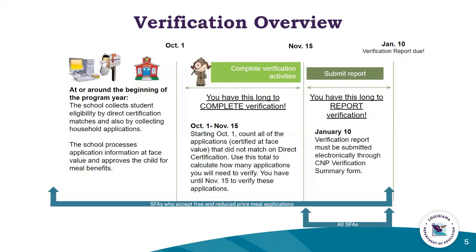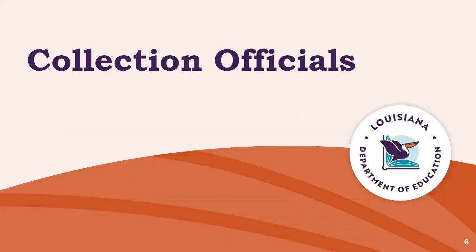November 15th through January 10th is a timeline to report the results of verification on that verification summary form on the CNP website. All SFAs, regardless of their type, are required to submit that report because it includes additional information used by USDA, such as enrollment, identified students, and the number of operating sites per SFA.